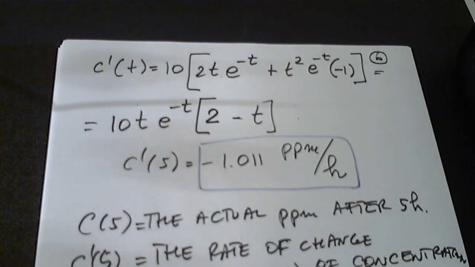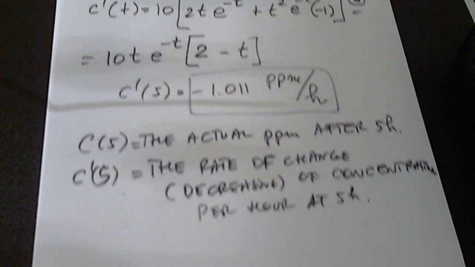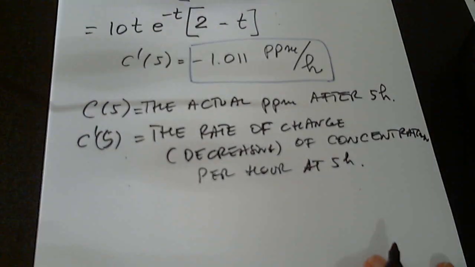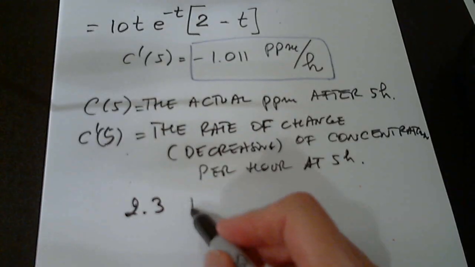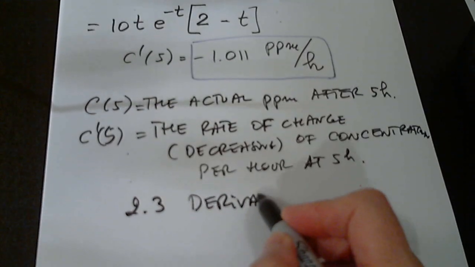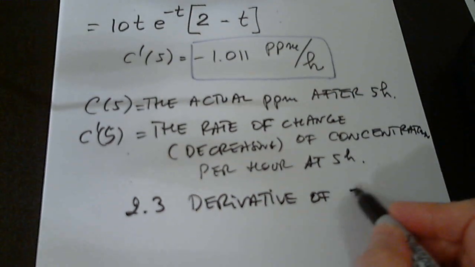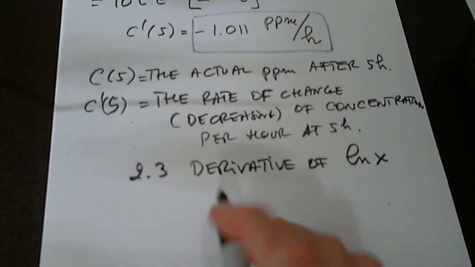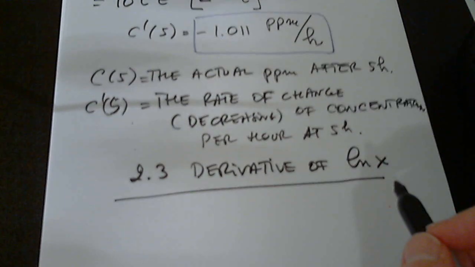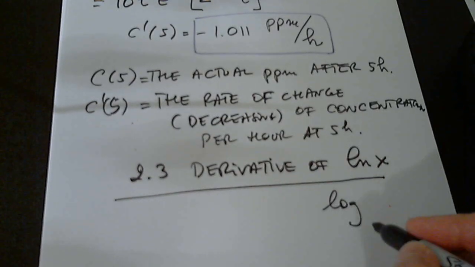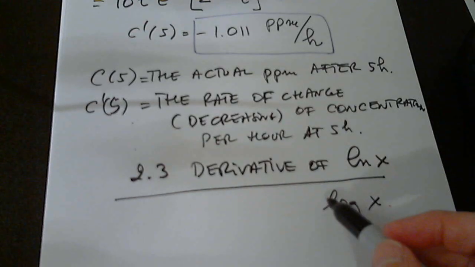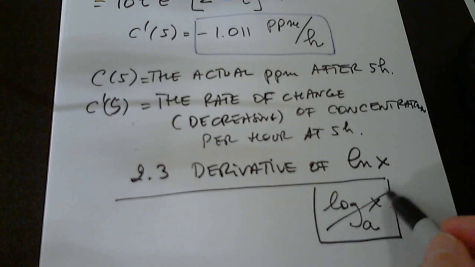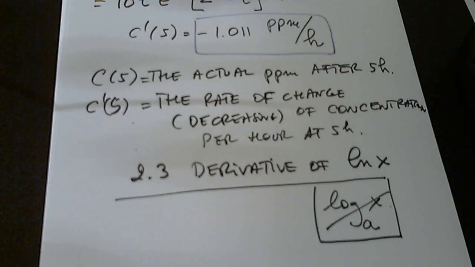Good. Now I would like to continue with the derivative of the log function. So this is the last section we need to cover in chapter 2, derivative of natural log x. For some reason, this book does not present the derivative of any base of x. So I'm not going to torture you with that. So I'm just going to discuss the natural log x.